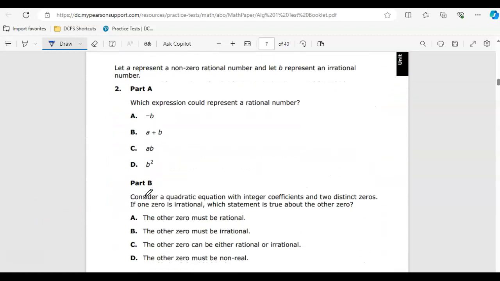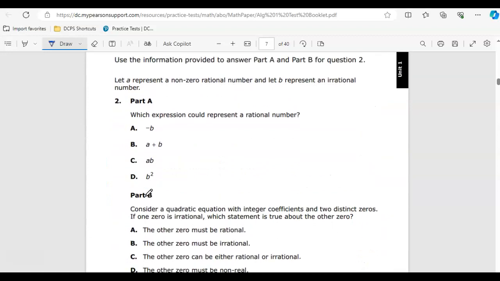All right, let's look at number 2. So number 2 is about rational numbers. So it says A is a non-zero rational number, so a nice even fraction or whole number, and B is an irrational number, so one of those numbers with extended decimals that are not repeating.